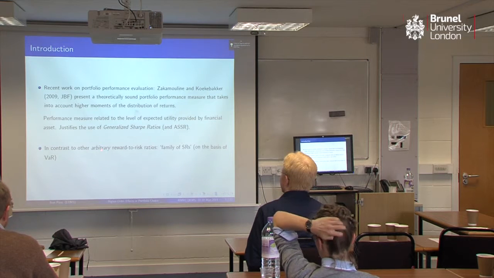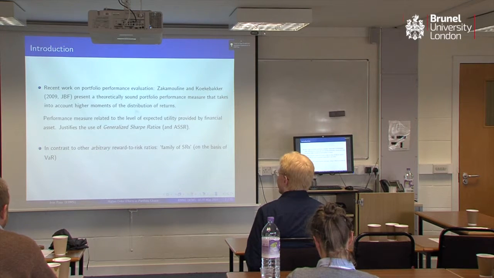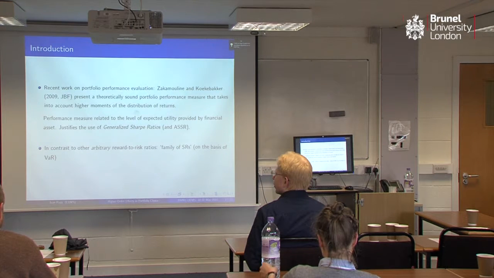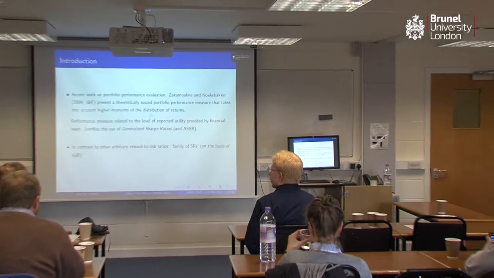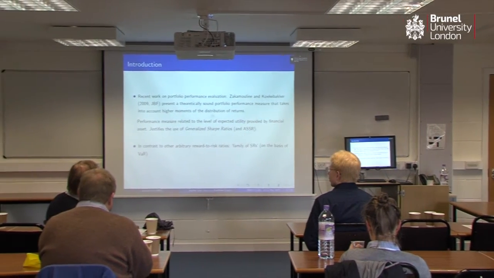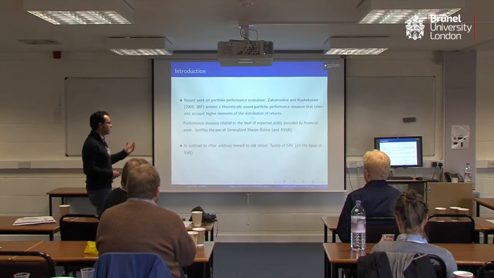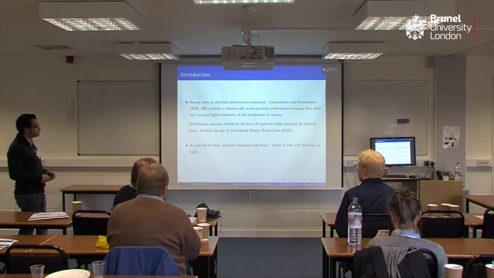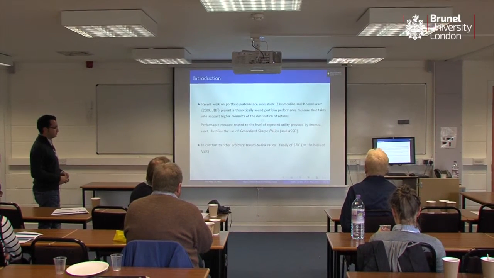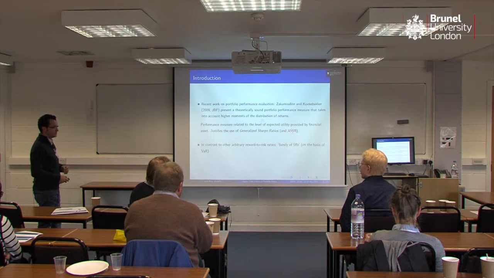There are a lot of what we call arbitrary reward to risk ratios. There is a big family, for instance, of Sharpe ratios that maybe don't have strong economic foundations, for instance the ones based on value at risk that are very widely used. This paper is an exception, and they provide a link between those measures of performance and the utility that the agents get for the different scores. That justifies the use of generalized Sharpe ratios, such as the one they develop in this paper, the adjusted for skewness Sharpe ratio.